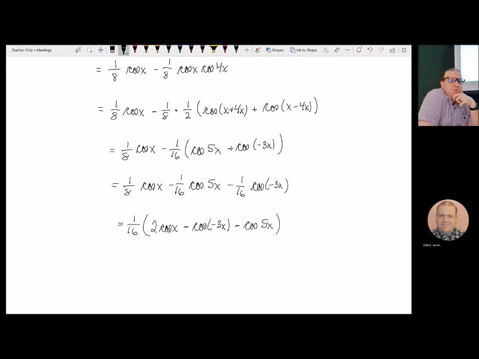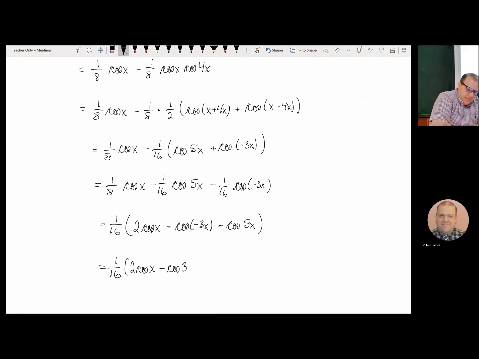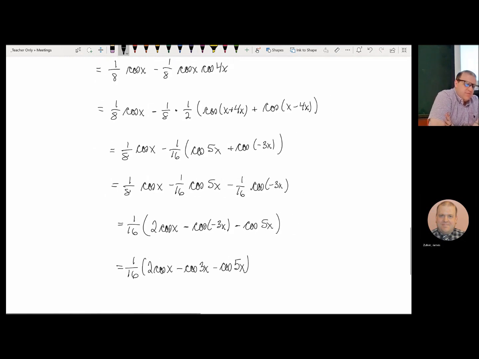You're so close. But remember, cosine is even. So cosine of negative 3x is the same as cosine of 3x. We now have what we want.